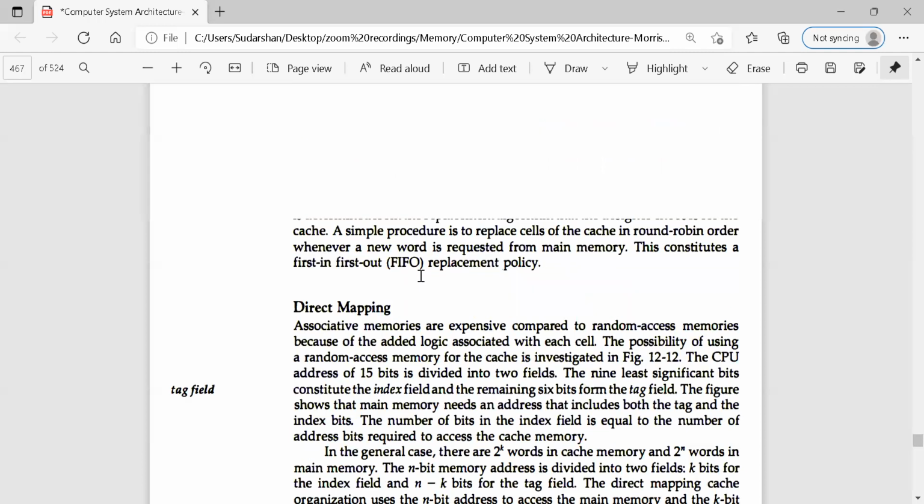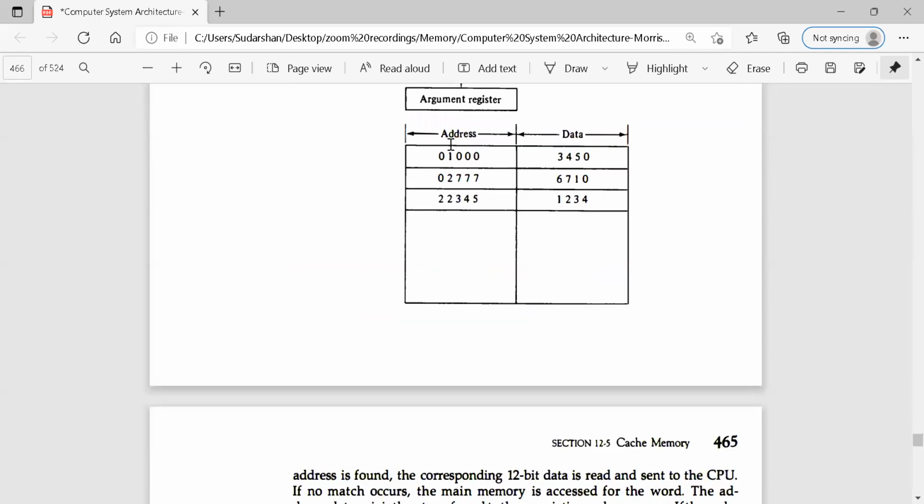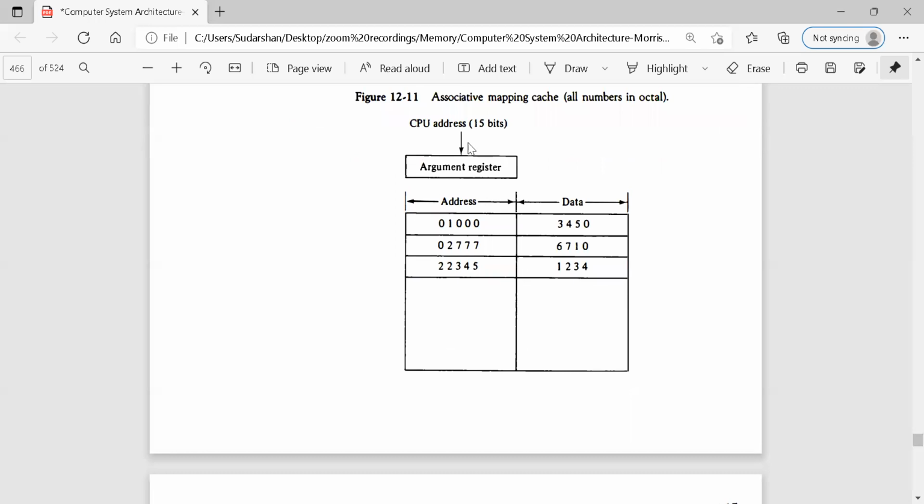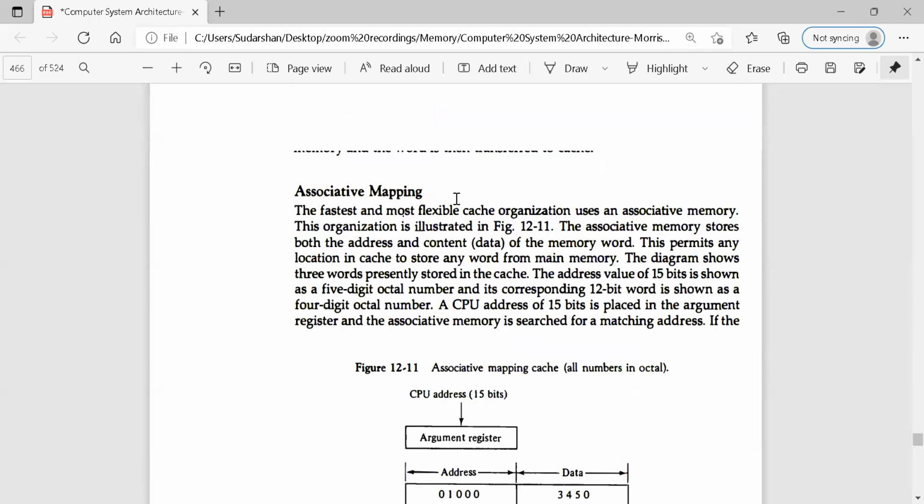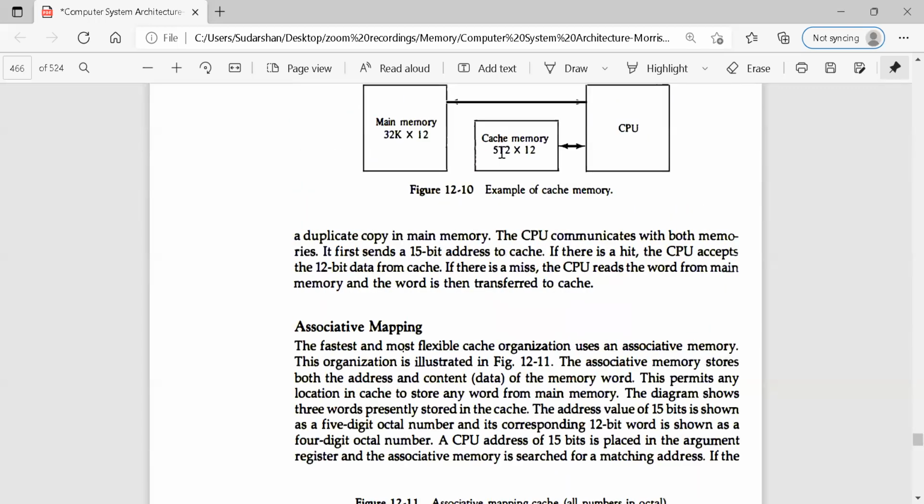Before you go in for direct mapping, how many locations are available? As per the example, your cache memory has got 512 locations. Out of 32,000 words, you can store only 512 at any point of time. If the cache memory is full, then we have to replace one of the words with the word required by the CPU. If the word is not found in cache, the CPU will get that word from main memory.